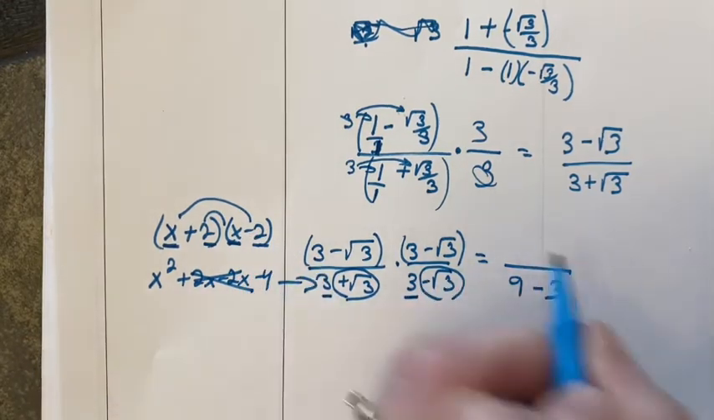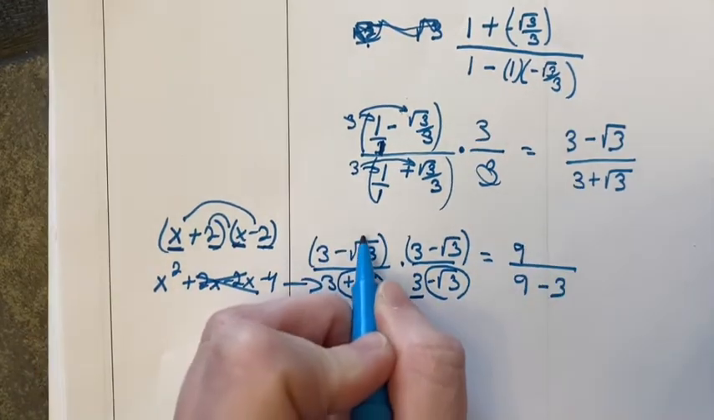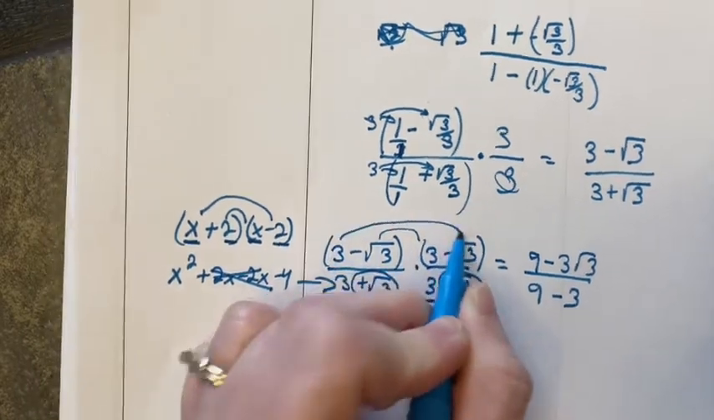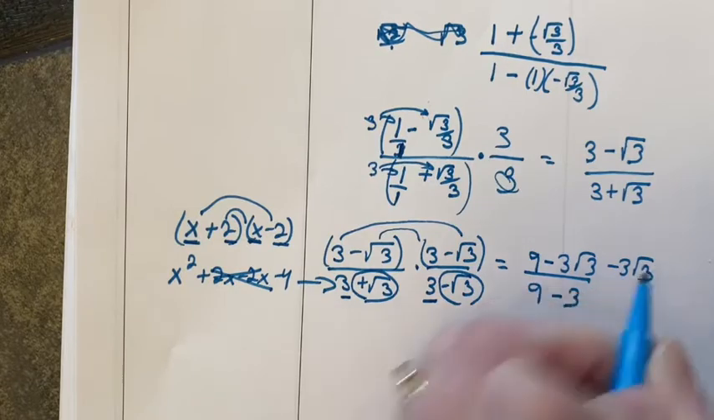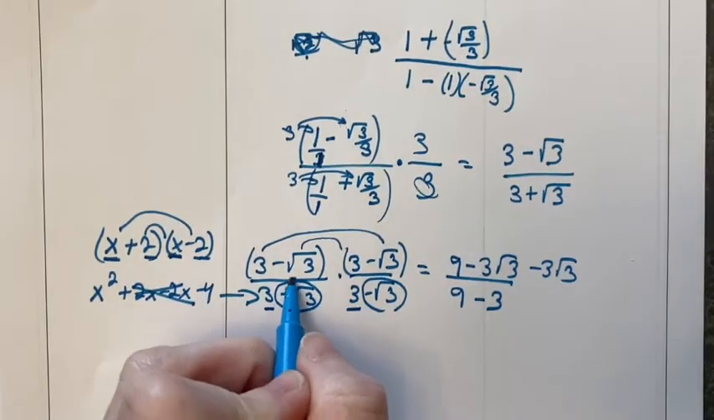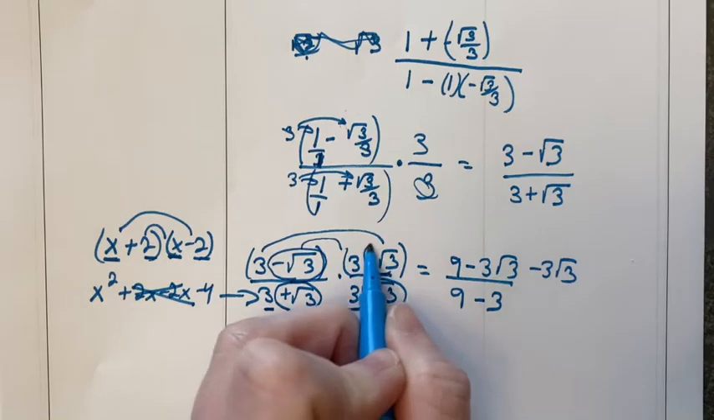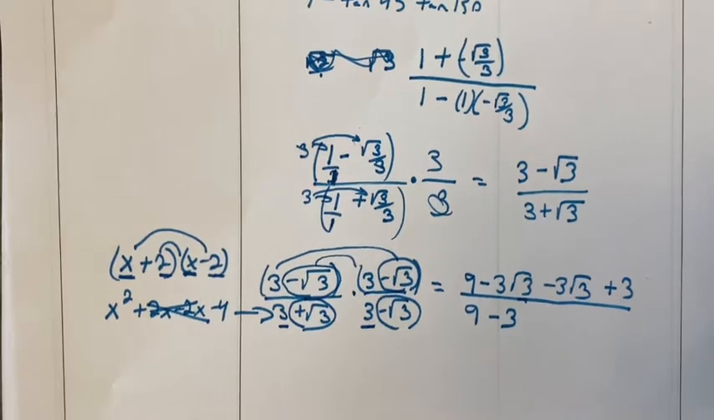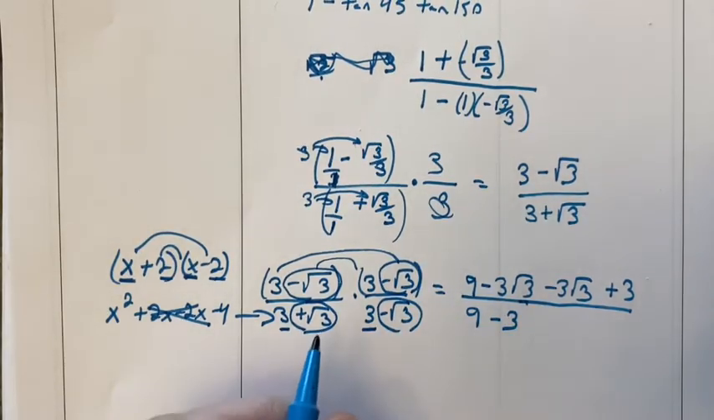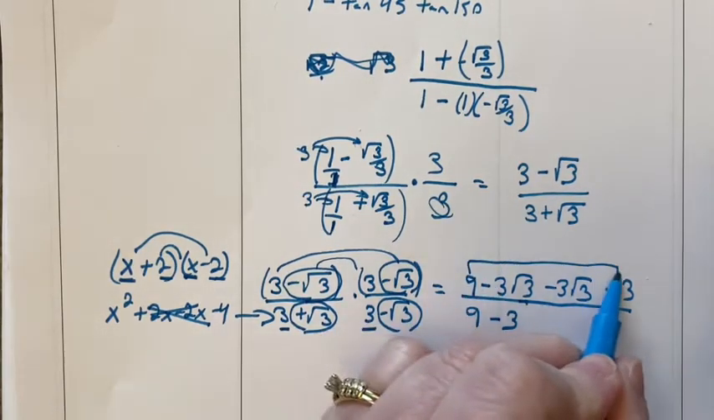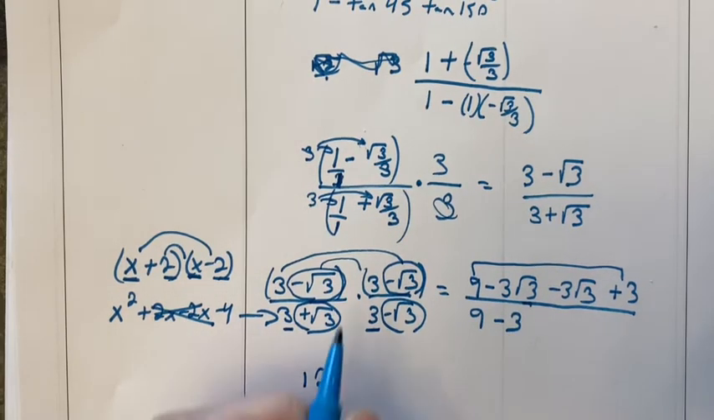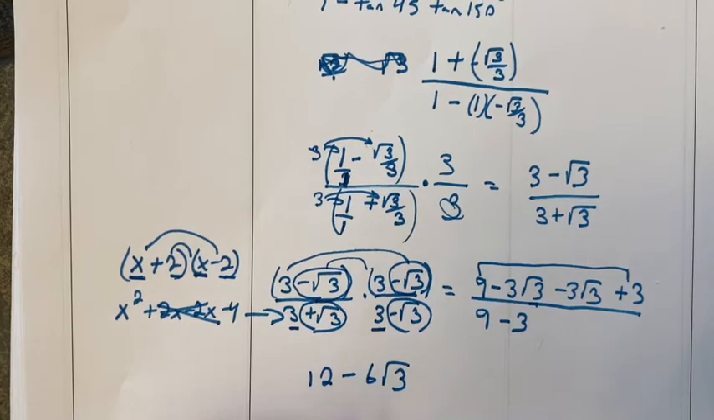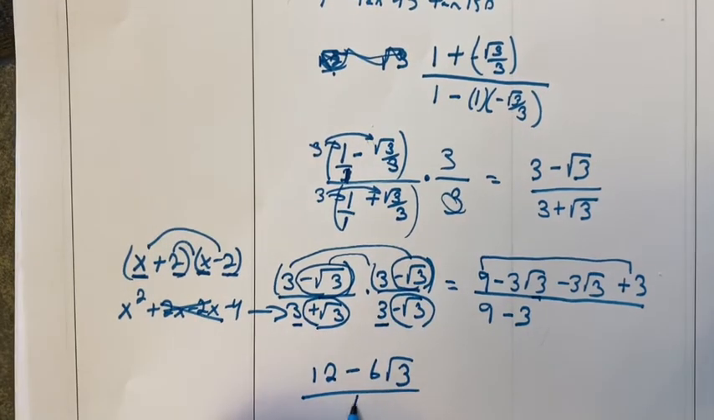So I'm just going to distribute everything. So I get 9, I'm going to go here, so I get minus 3 square root of 3. And I'm going to get the same thing on top again. And then I've got minus square root of 3 times minus square root of 3. That's actually a plus 3. So I'm just going to take this from here and clean it up. So 9 plus 3, that's 12. And then negative 3 minus 3 is negative 6 square root of 3, over 9 minus 3 is 6.